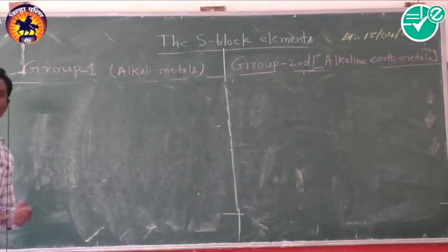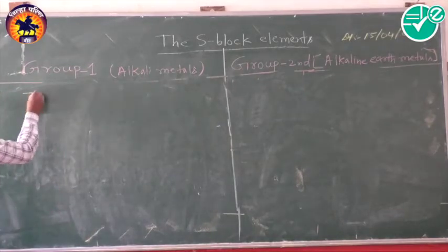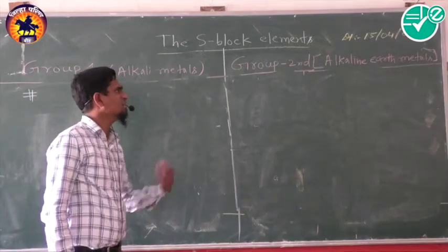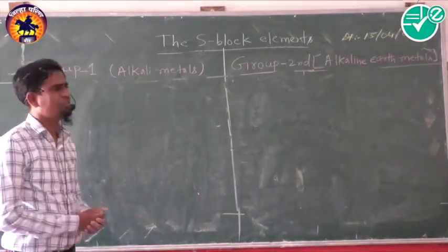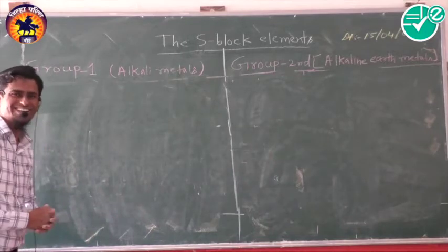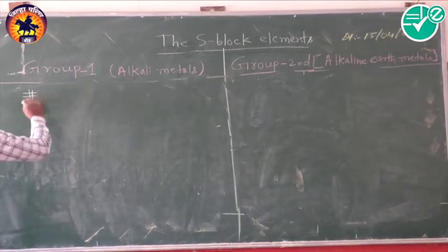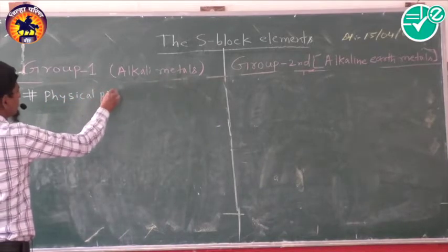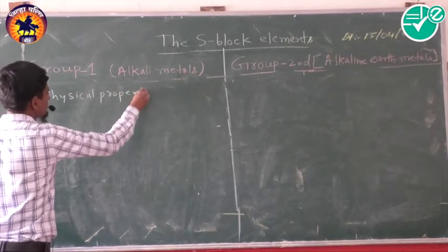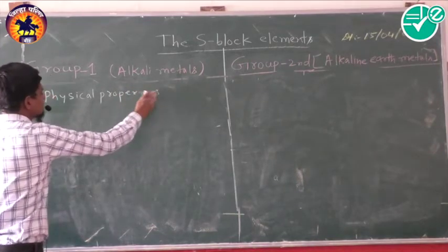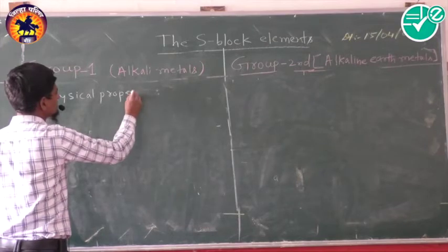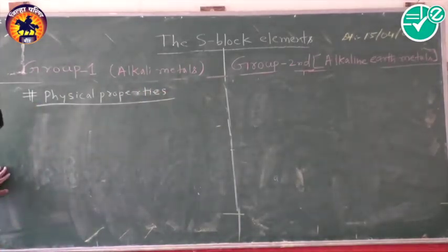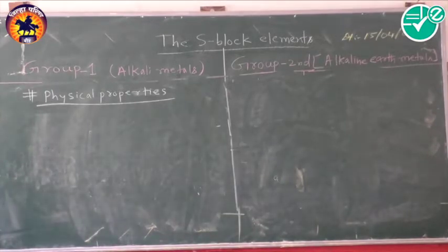You will see some physical properties now. Only one or two properties we will see here, because we are trying to revise this chapter in slow motion. Okay? Now, come towards physical properties of group first and group second elements.